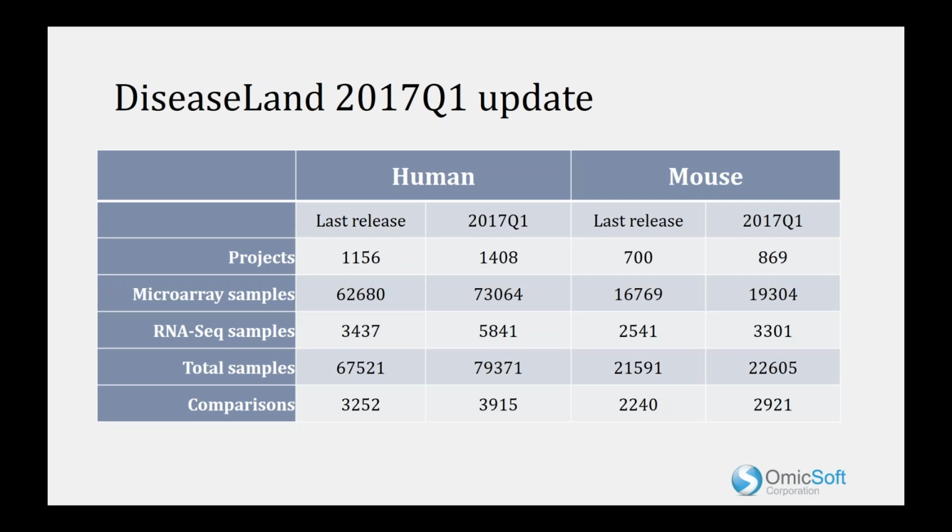And the number of RNA-seq samples also increased a lot. But still, microarray samples still dominate. We also added more comparisons based on the metadata for each project.